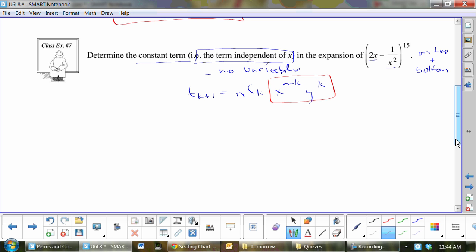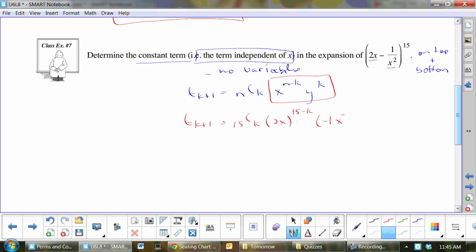Now let's just do ourselves a favor of getting everything in. And I do not know the term number, so I'm stuck with this right now. Do I know n? 15. What is x? So that is 2x to the 15 minus k. What else do I know? What is the y value? Negative 1 over x squared. So it's negative 1. Everyone see the negative 1?